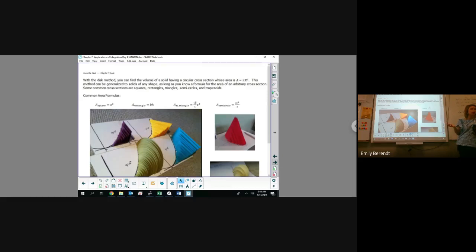You don't get a formula sheet for the test in here, so you're going to need to know these formulas. And probably the only new one would be the square root of 3/4 times side squared.